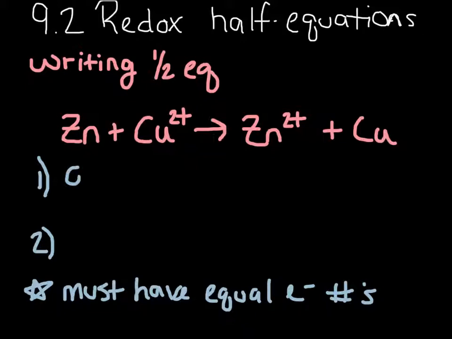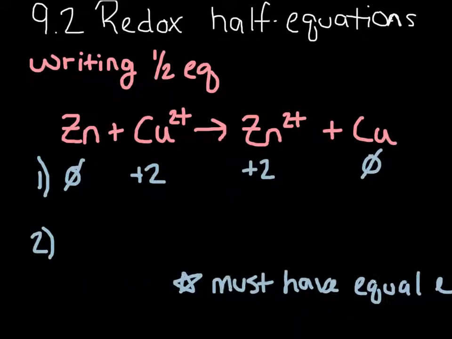Pure zinc has an oxidation number of 0. This copper ion, since it's a simple ion, will have an oxidation number of plus 2, which matches the charge of 2 plus. Zinc ion, since it's a simple ion, will also have an oxidation number of 2 plus. And the copper atom, since it's in its pure form, has an oxidation value of 0.